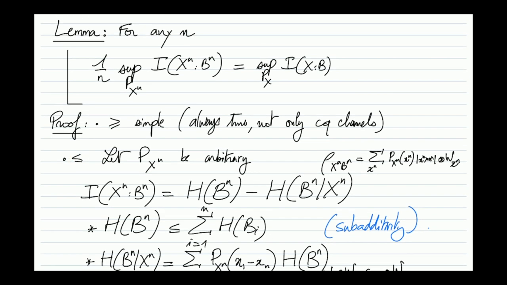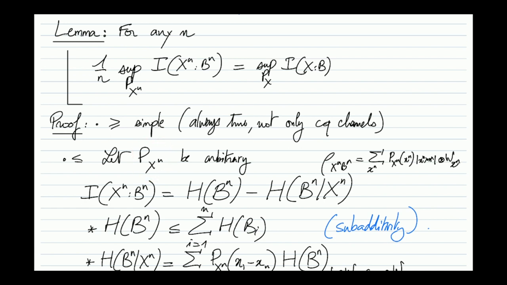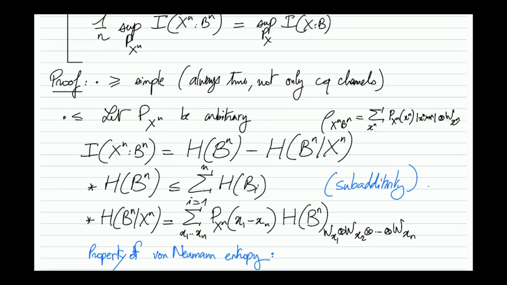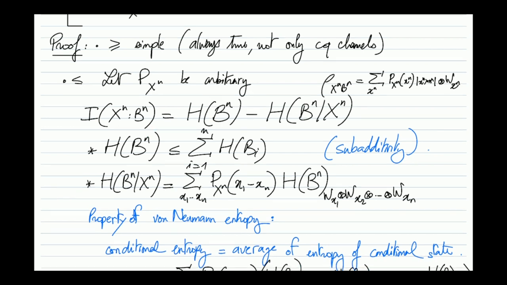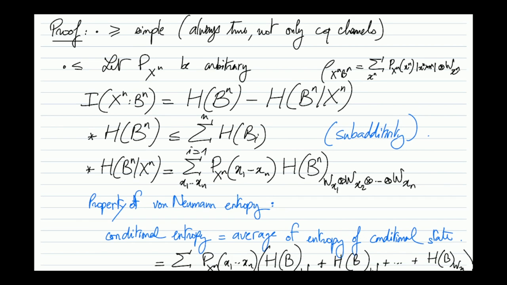So we have to start with a distribution on the inputs, which is arbitrary, not necessarily product. Let's construct rho xnbn, as usual. I have the x system and the corresponding output of the channel. So the mutual information between xn and bn is, I'm dropping the rho here everywhere because it's always rho, by definition the entropy of Bn minus the entropy of Bn conditioned on Xn.